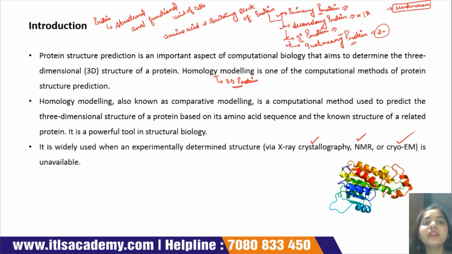Protein structure prediction is the most important aspect of computational biology, which aims to determine the 3D structure of protein. Homology modeling is one of the computational methods of protein structure prediction. What is homology modeling? Homology modeling is a computational method or bioinformatic tool that is used to predict the 3D structure of protein. As the name suggests, homology.